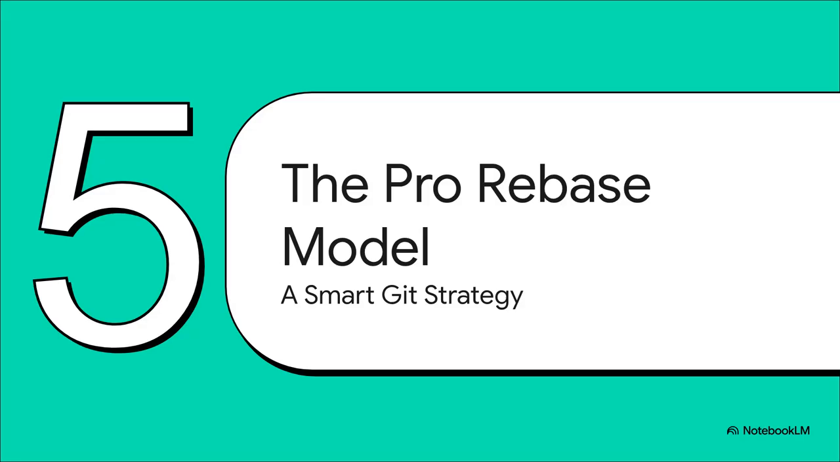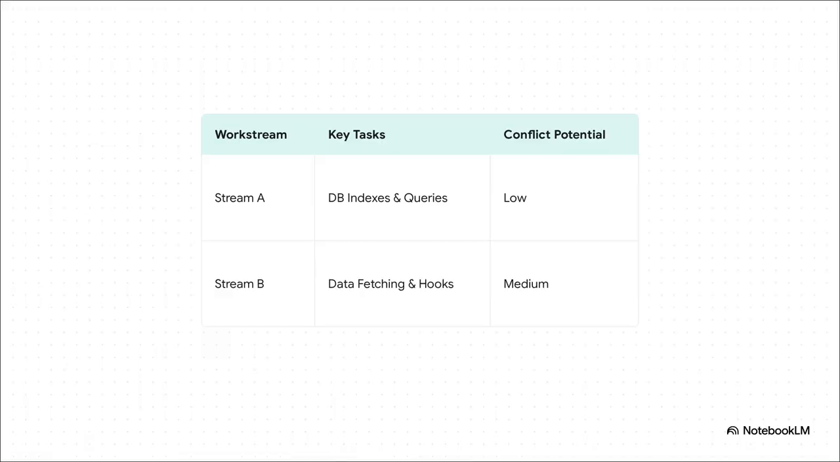All right, let's take this to the next level. We're going to combine worktrees with a really smart branching model to manage all this complexity like a pro. This is where things get really interesting. You can actually leverage an AI, something like Claude, to help you out. By giving it a rundown of your open issues, it can analyze them for conflict potential. Like you can see here, it figures out that messing with database indexes is probably low conflict. But this new data fetching stuff that touches both the front and back end, the risk there is medium. This helps you make much smarter choices about what to work on in parallel.